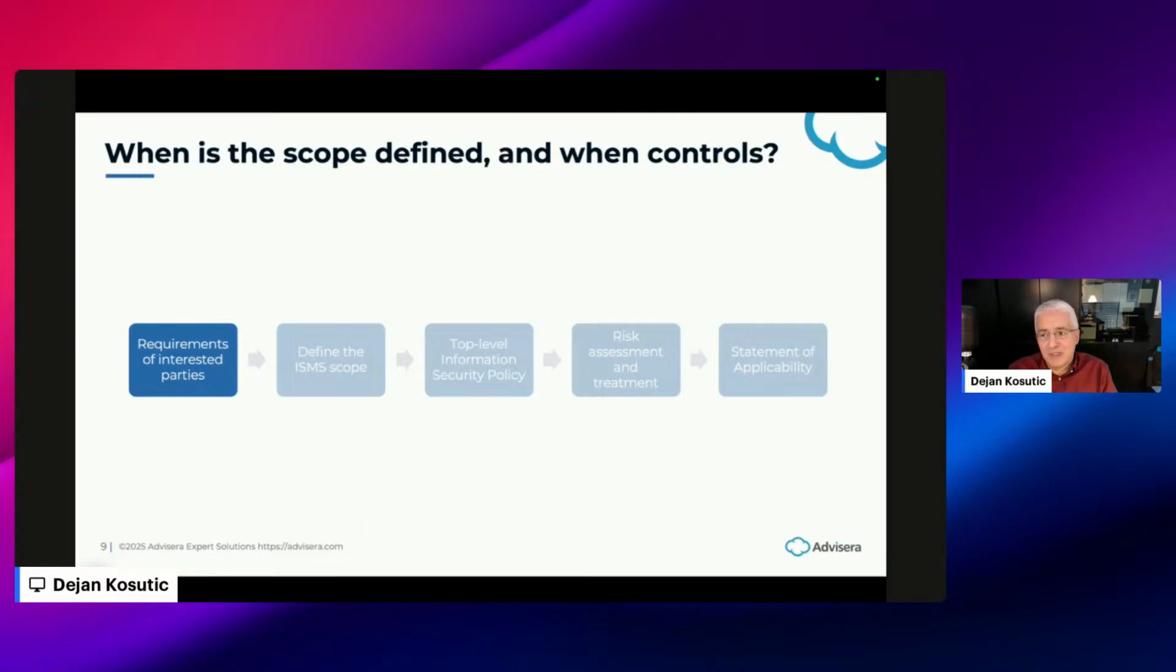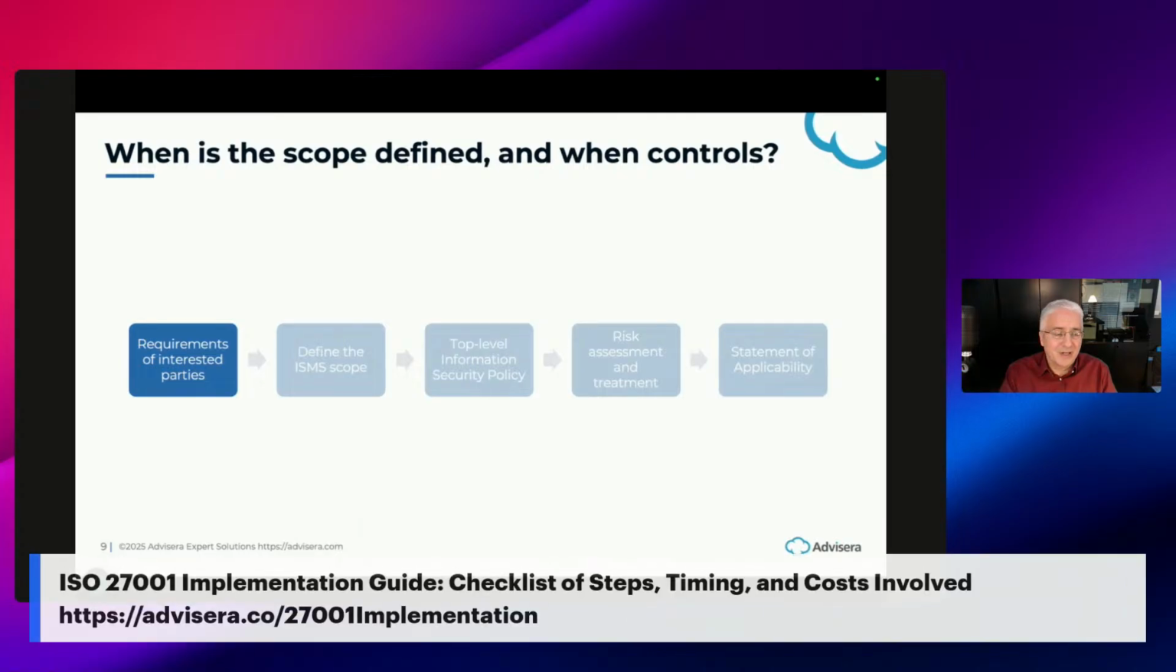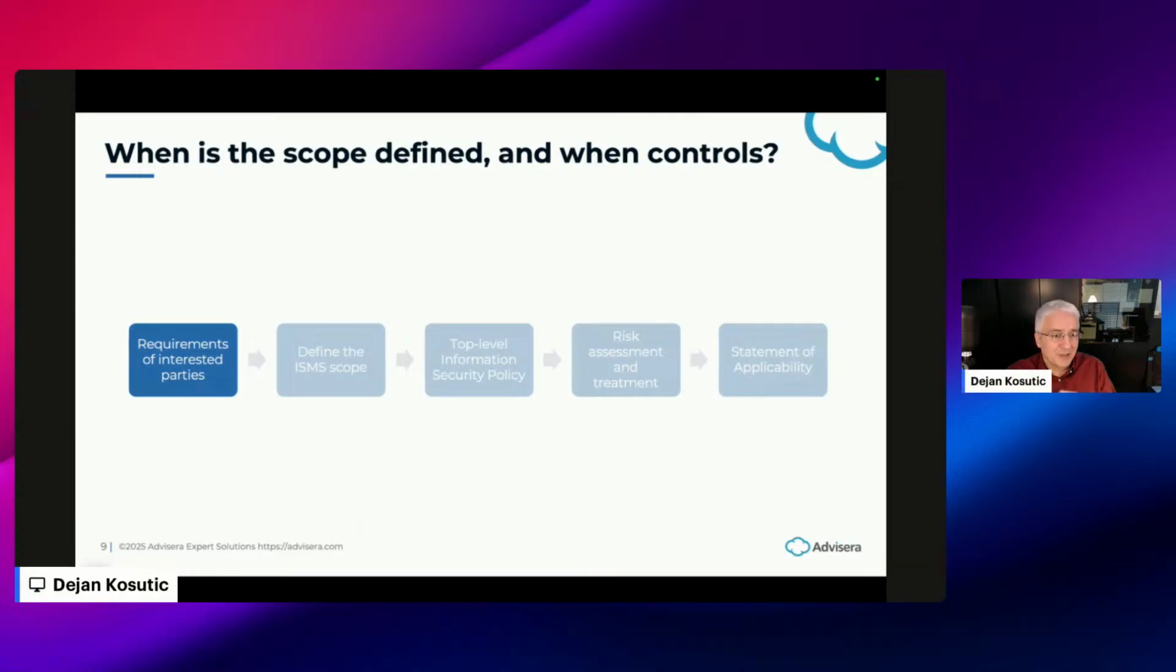But basically, one of the first steps that you have to do during this implementation is understanding the requirements of interested parties. So basically, this is where you collect all the legal requirements from laws and regulations, but you're also collecting requirements from your customers and partners, because when signing agreements with these customers and partners, they probably have some security clauses which they impose on you, and then you actually have to take them into account when defining the scope.